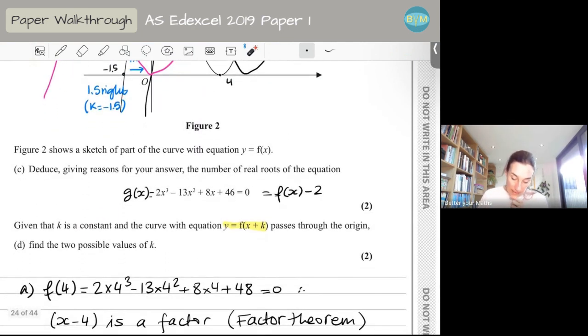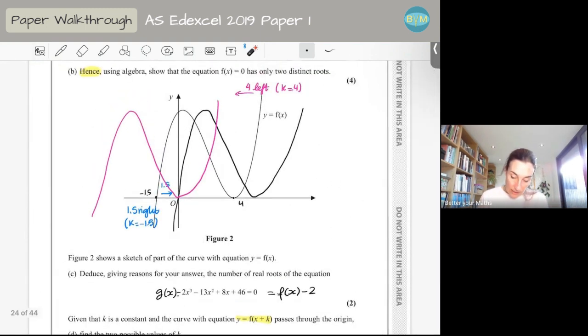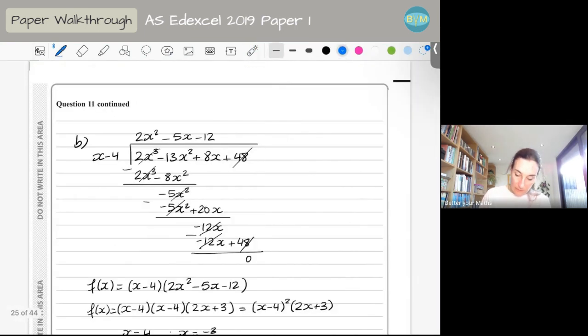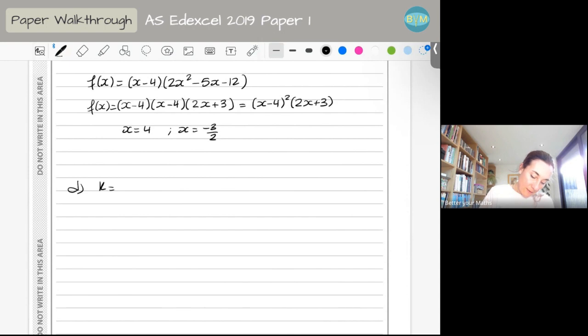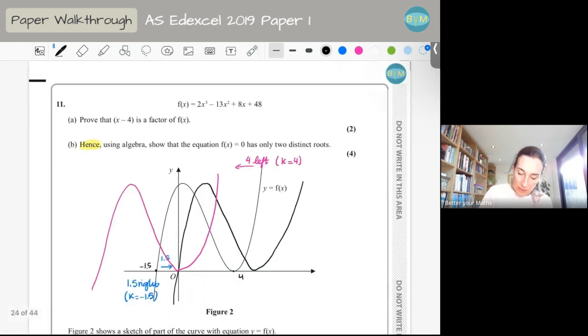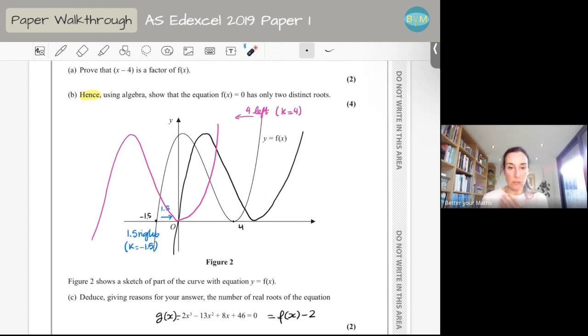You can do a sketch, but you can explain that this is a horizontal translation. But those are the values of k. So k is 4 or k is minus 1.5. Do you understand this question? This bit is sometimes a bit confusing to see. Any questions? Do you need me to repeat anything? No? Okay, great.